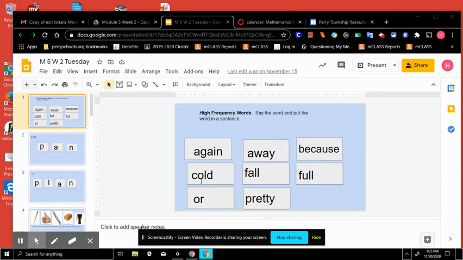Cold. Oops, sorry, we already did cold. Or, let's try that one. Or. Put or in a sentence. Pause your computer and put or in a sentence.